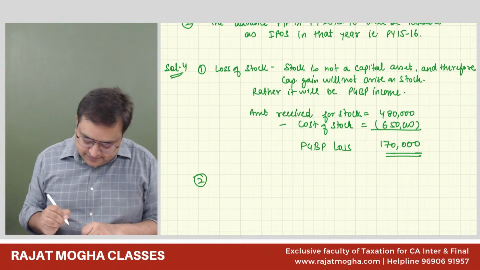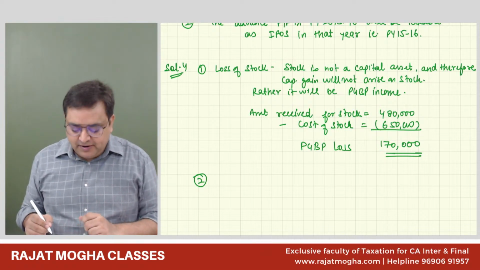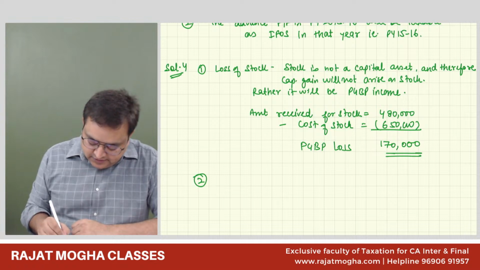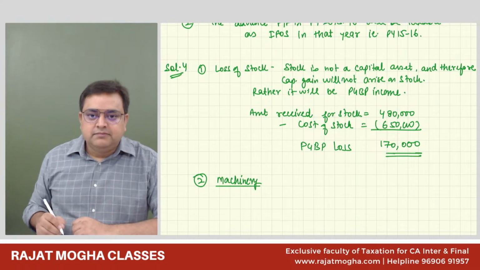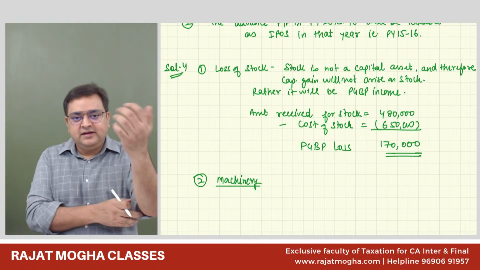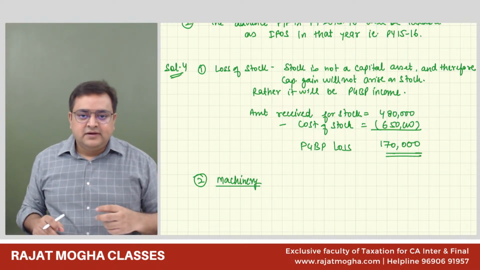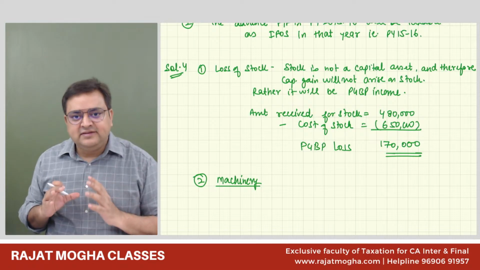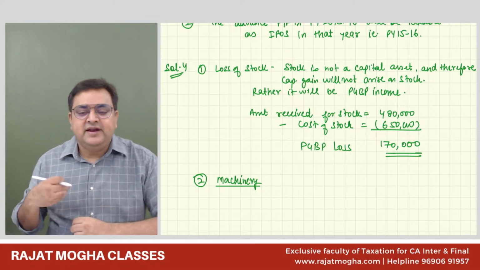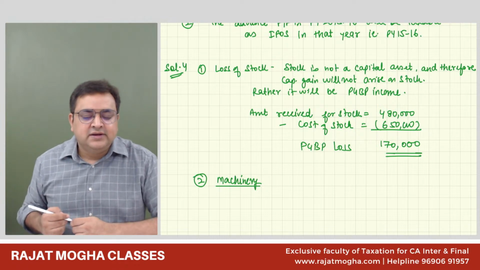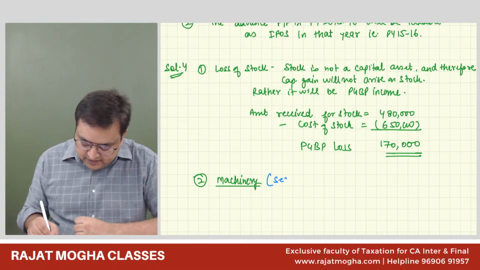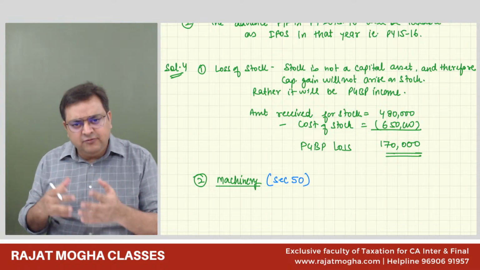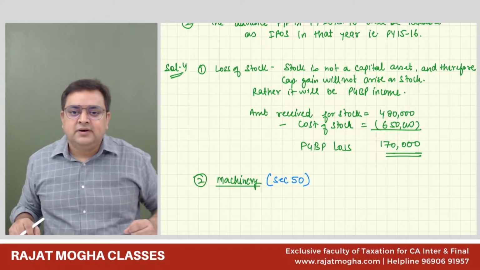Sorry, the same question, part 2. So what about the machinery? Machinery is a capital asset. And we understand machinery is a depreciable asset. No need to quote this in the examination, but if you remember, whenever there is a depreciable asset where we charge the WDV method, and if we sell that particular asset, we have a section. If anybody remembers the section number, section 50. We have section 50, which is equivalent to section 32 of depreciation of PGBP.